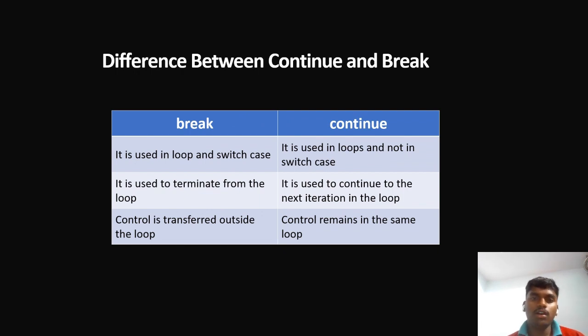Difference between continue and break. Break: it is used in loops and switch case. It is used to terminate the loop, and control is transferred outside the loop. Continue: it is used in loops and not in switch case. It is used to continue to the next iteration in the loop. Control remains in the same loop.